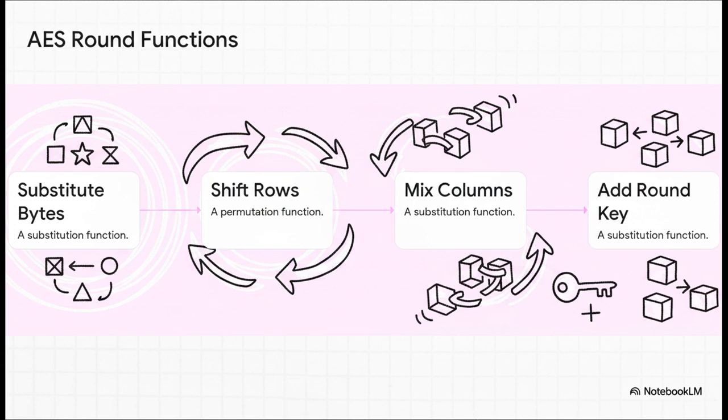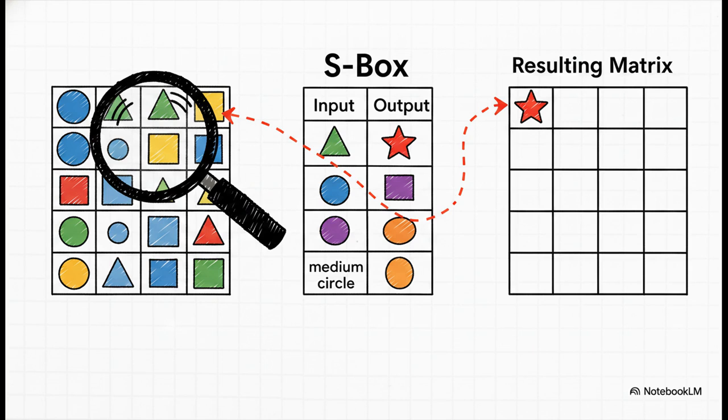3 of the steps are all about swapping out the data to create confusion, and the other step is about shuffling everything to spread that confusion around. It's brilliant. Let's break them down. Okay, step 1, substitute bytes.